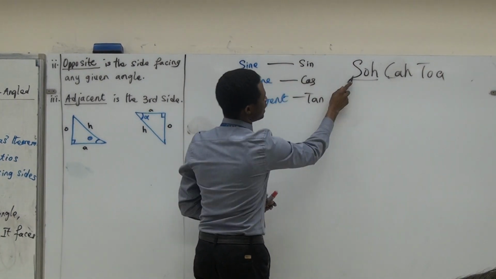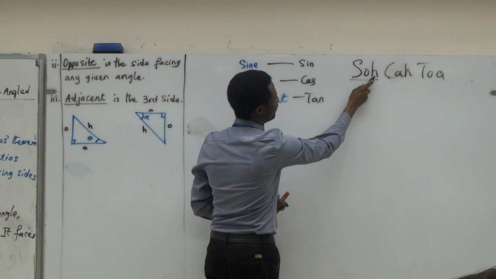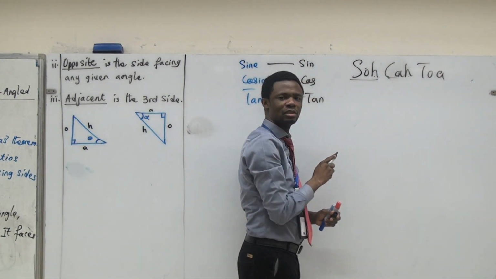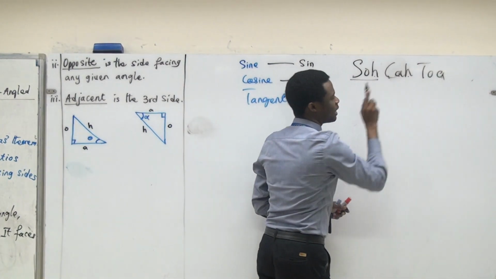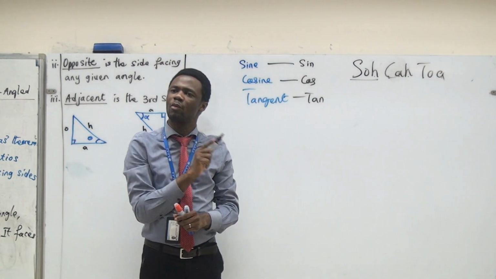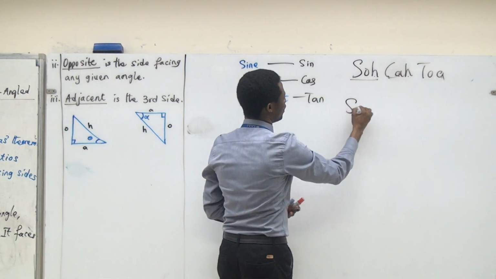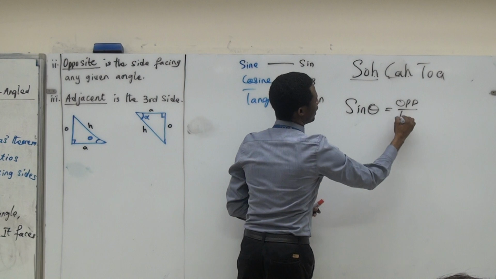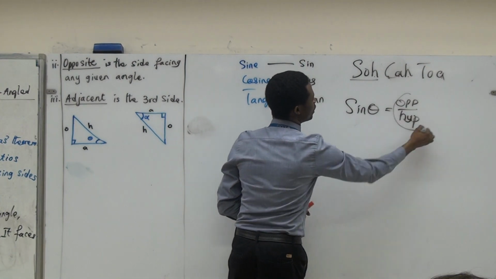SohCahToa means sine is opposite divided by hypotenuse. Cos means adjacent divided by hypotenuse. And tan is opposite divided by adjacent. This is why we call them trig ratios. Sine of an angle, maybe an angle theta, is opposite divided by the hypotenuse. So this is where the word ratio comes in.